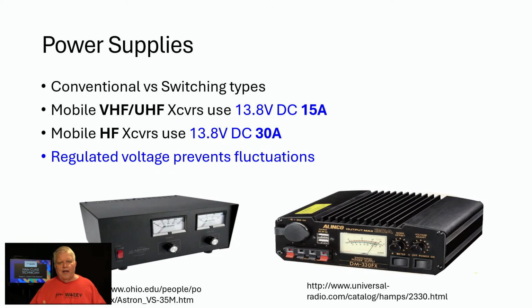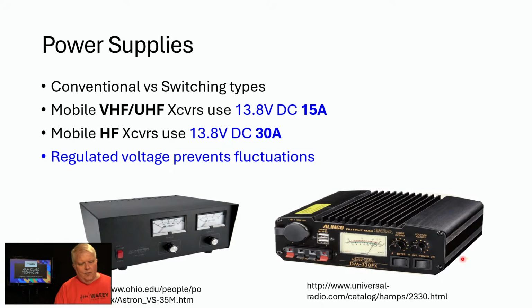Linear power supplies, the old power supplies with big heavy iron transformers inside, step-down transformers. They're really heavy. You know it's an old linear power supply if you try to pick it up and you can't. Whereas new modern switching power supplies, like the Yaesu one here on the right, are much lighter weight because they use switch mode technology and high frequency transformers, which are very lightweight.